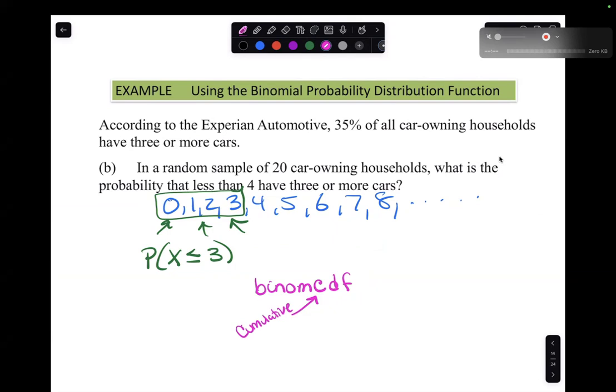So what this is going to look like: number of trials, 20, probability 0.35, and then number of successes, so it's 3 or fewer. So I'm going to put 3 right there. Less than 4 is the same thing as less than or equal to 3. I'm going to write this right here.